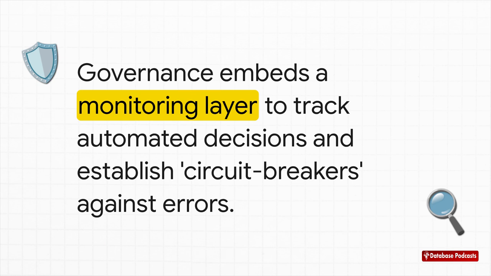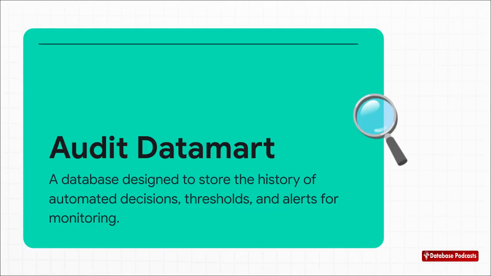It works by embedding a monitoring layer that literally tracks every single automated decision. And, this is so important, it establishes circuit breakers. These are automatic safeguards that can halt the whole process to protect against errors or weird, unexpected outcomes. So how does that monitoring actually work in practice?